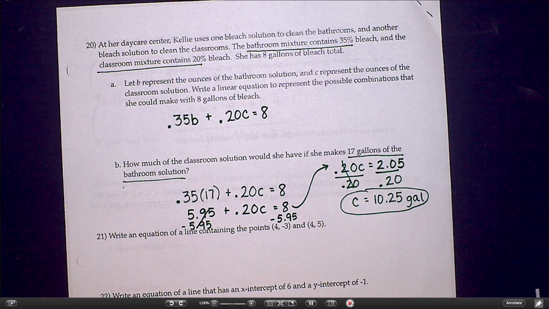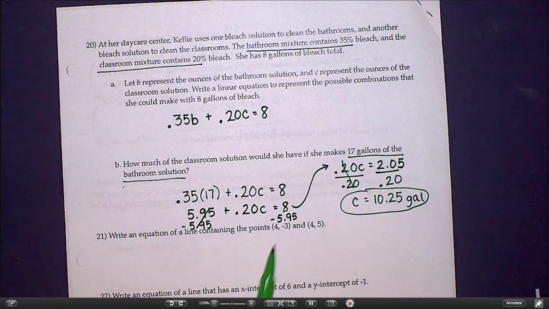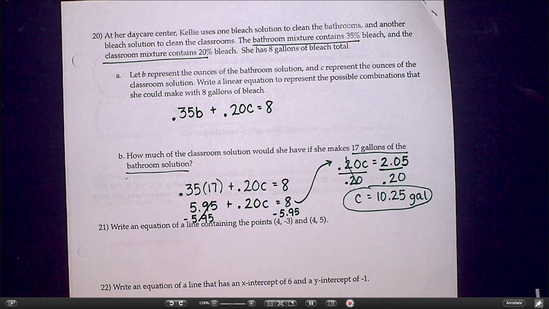The next question talks about writing an equation for a line containing these 2 points. Now, here's what I could do. I could go ahead and find the slope, and then I could do point slope form. In fact, I will find the slope for you, but some of you may already see a trick that's going to help you with this one.